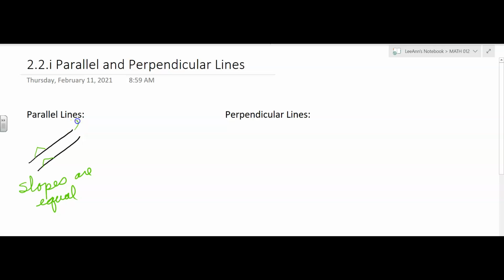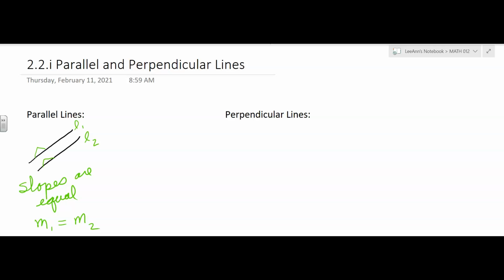So if we call this line 1 and line 2, then the slope of line 1 equals the slope of line 2. Parallel lines have the same slope. They're not going to intersect. Okay. Sometimes we have perpendicular lines.